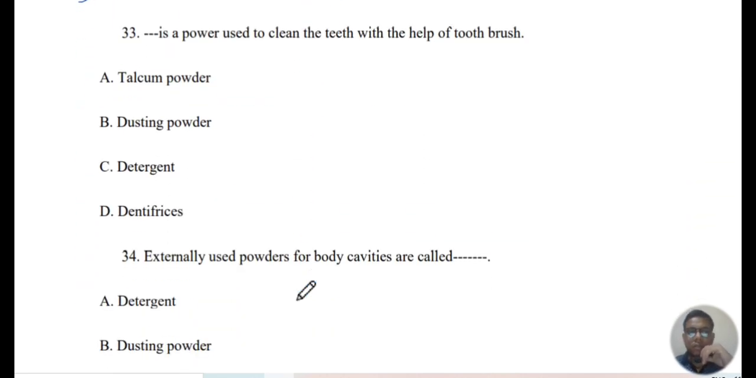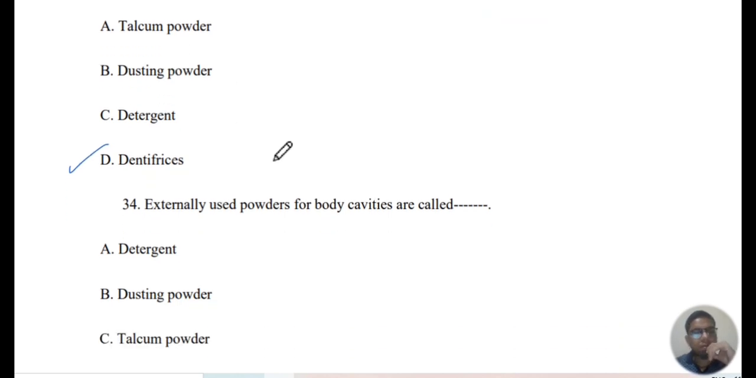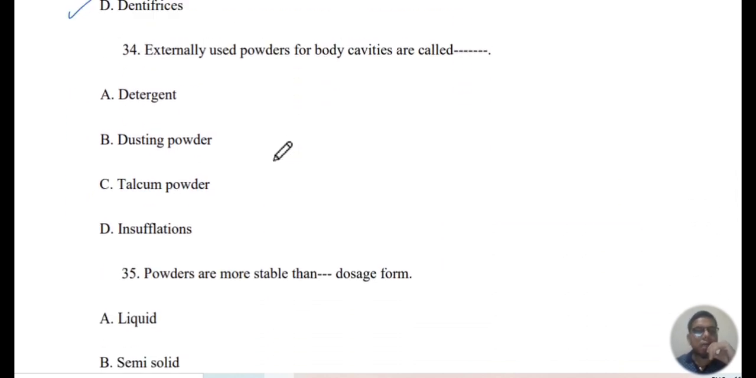Next is 33 question number. Blank is powder used to clean teeth with help of toothbrush. The answer is D, dentifrices. जो इसका dentifrices is a powder used to clean the teeth with the help of toothbrush. Toothbrush के सहारे से हम clean कर सकते हैं dentifrice दांत को. ठीक है. The next is 34 question number.